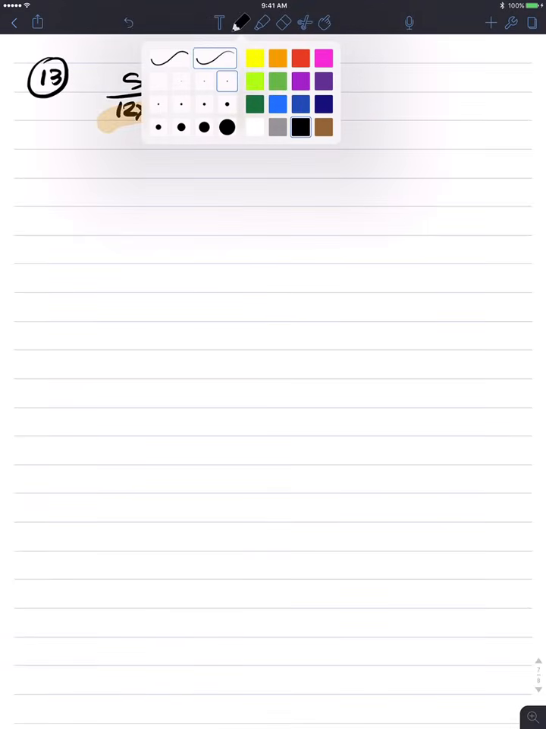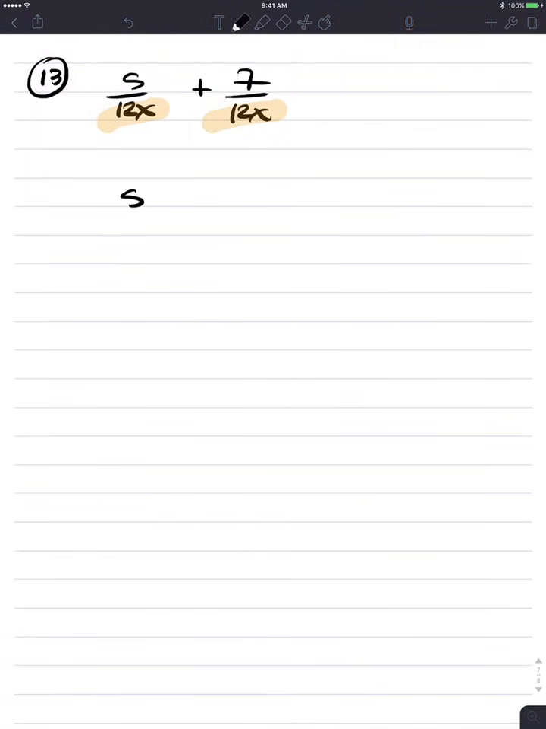Number 13. 5 over 12x plus 7 over 12x. They have the same denominators. So we have 5 plus 7 over 12x. 5 plus 7 is 12, so this is 12 over 12x.